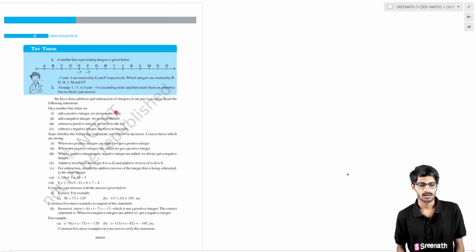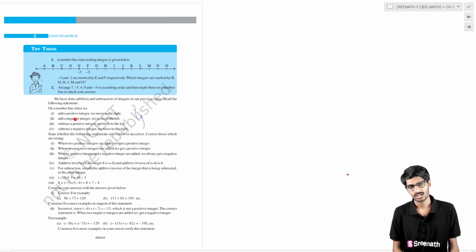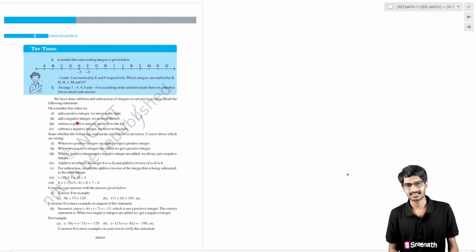Okay, from our previous knowledge, what are our conclusions? We have done addition and subtraction of integers in our previous class. We have studied what integers are, what positive and negative integers are, and how to add and subtract integers. From that previous knowledge, what we have learned is: when you add a positive integer to a point on the number line, we move to the right. When you add a negative integer, we move left. When you subtract a positive integer, we move to the left. When we subtract a negative integer, we move to the right.